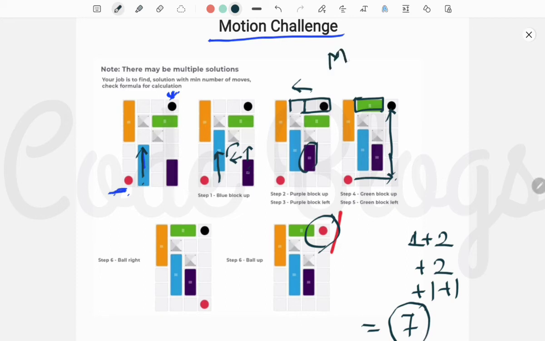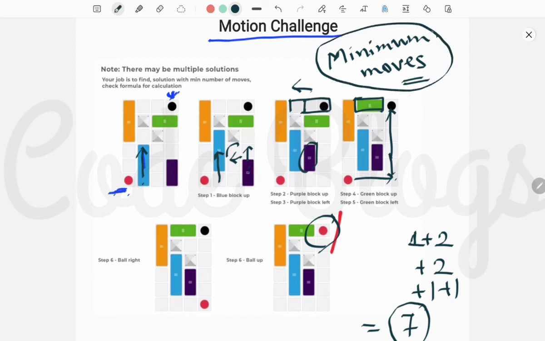Okay, minimum moves. You have to keep one thing in your mind, the minimum number of moves. In minimum number of moves you have to put the ball into its destination.